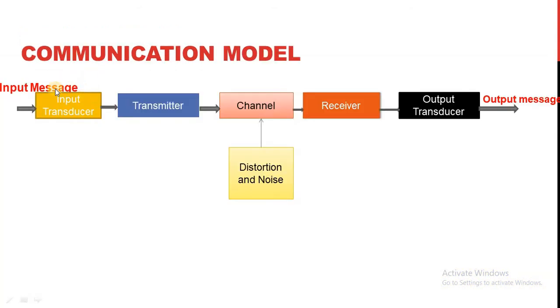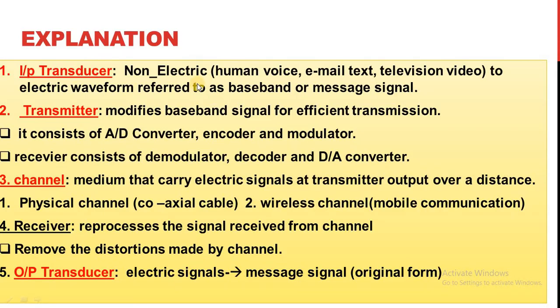Input transducer. It will convert non-electrical form of data into electrical form. Non-electrical form of data means human voice, email, text, television, video, etc. into electrical form. Electrical form of signal is referred to as baseband or message signal. Okay. Transmitter. What will a transmitter do?